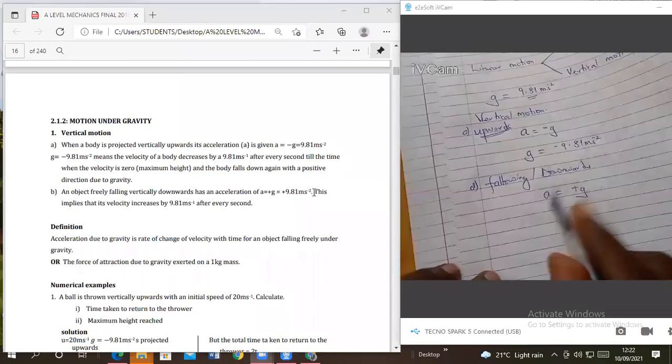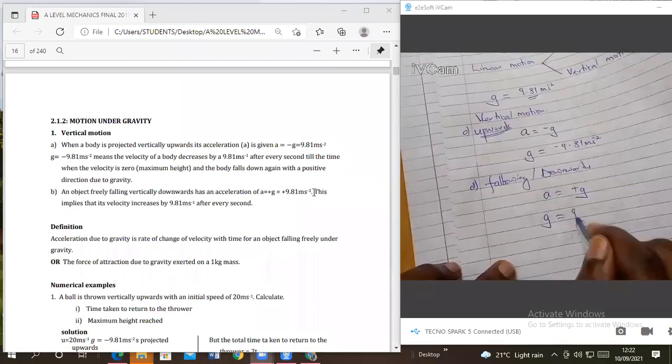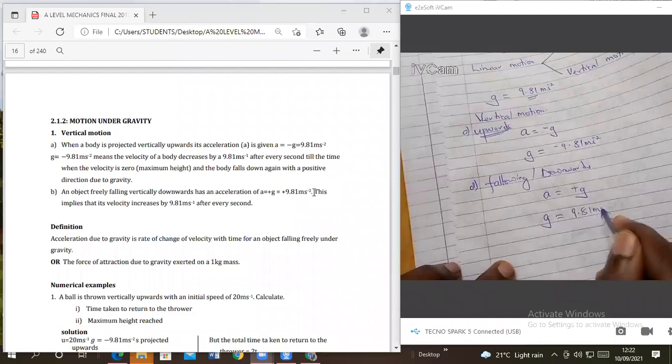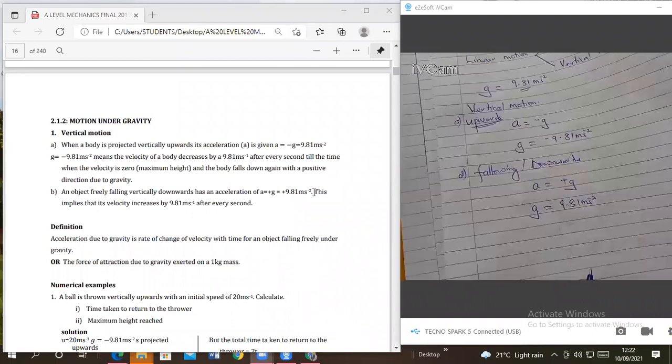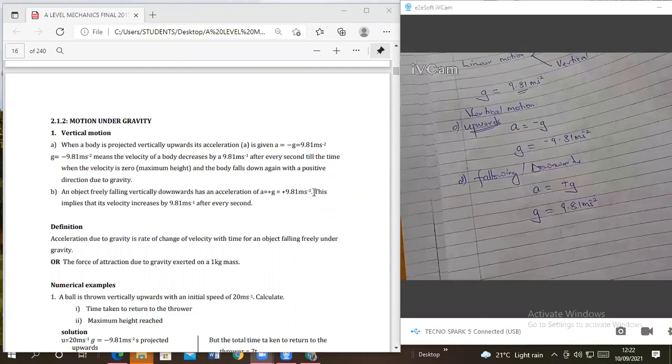So what does that mean? It means when a body is falling down, its speed is increasing at this point. That's why when a body is falling down, you see as if it's moving at a very high speed.